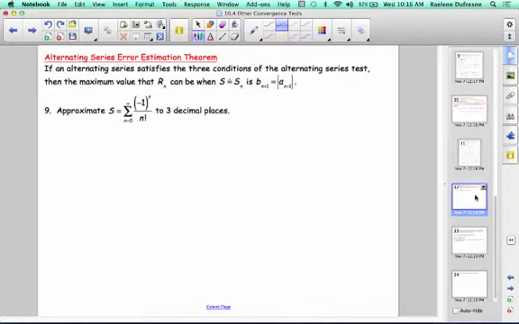We have then an estimation theorem for the series error term coming from an alternating series. If an alternating series satisfies the three conditions of the alternating series test, and by that we mean, therefore, the alternating series converges. So for a convergent alternating series, then the maximum value that the error, Rn, can be is given by the magnitude of the n plus first term. So let's just think about that again before we try example 9.